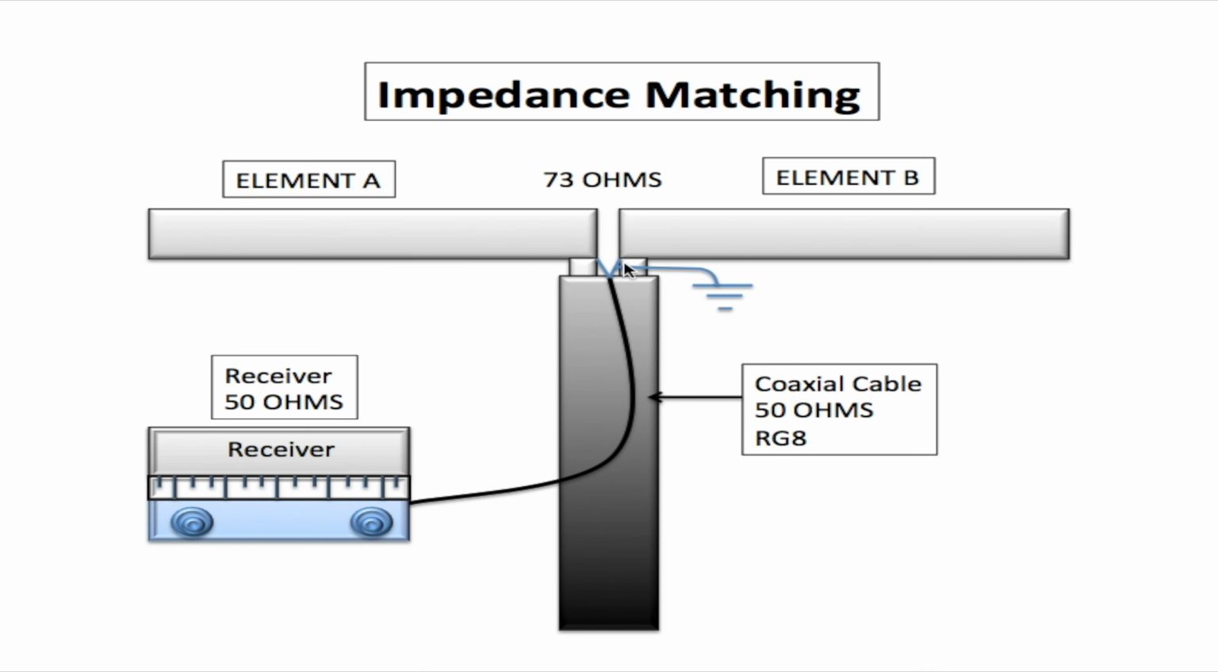You'll notice that this element here has 73 ohms, whereas everything else is 50 ohms. So we wouldn't have impedance matching with this. When you build a dipole antenna, it defaults to around 73 ohms. So we have impedance matching between the receiver and the coaxial cable, but we don't have impedance matching with the dipole antenna. So this is what we're going to talk about next.